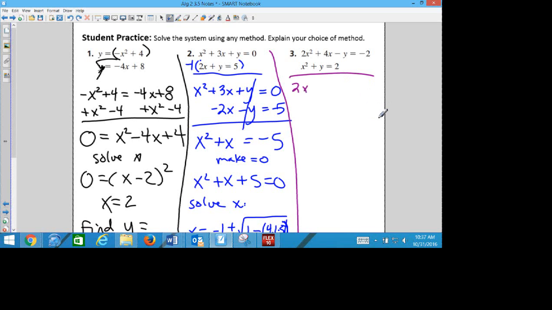So on top, 2x squared plus 4x minus y equals negative 2. But on the bottom, x squared, nothing, and then plus y equals positive 2. Like there's nothing there, so leave a big space. 3x squared plus 4x equals 0.